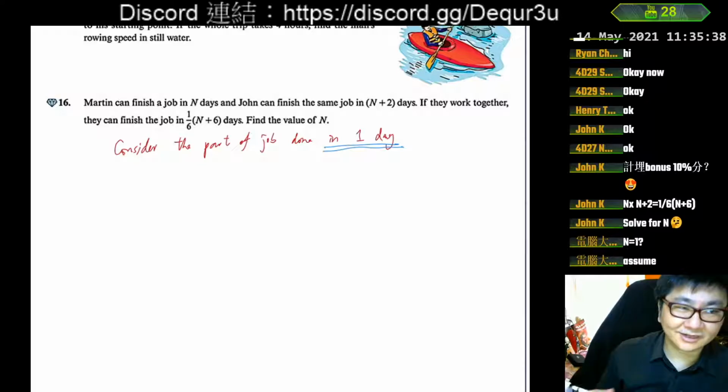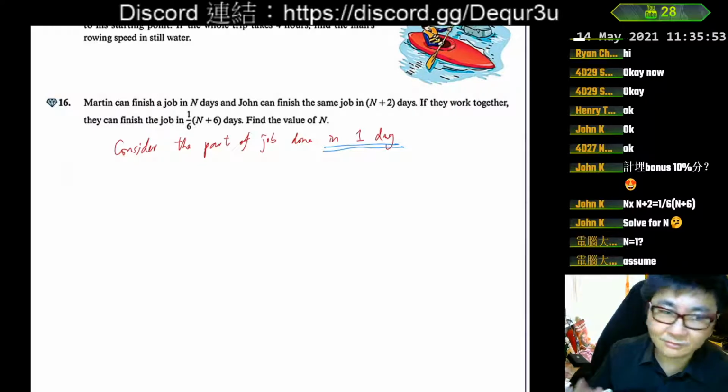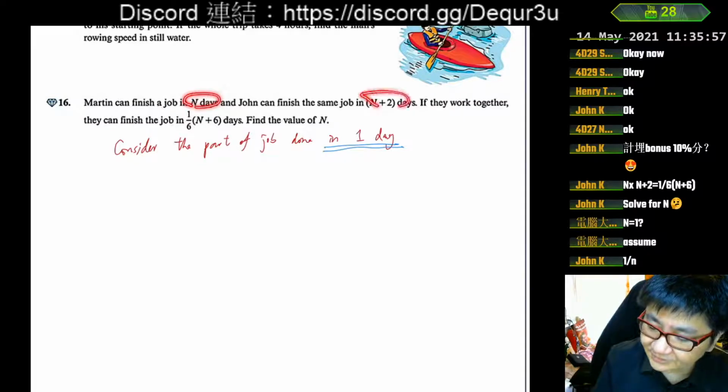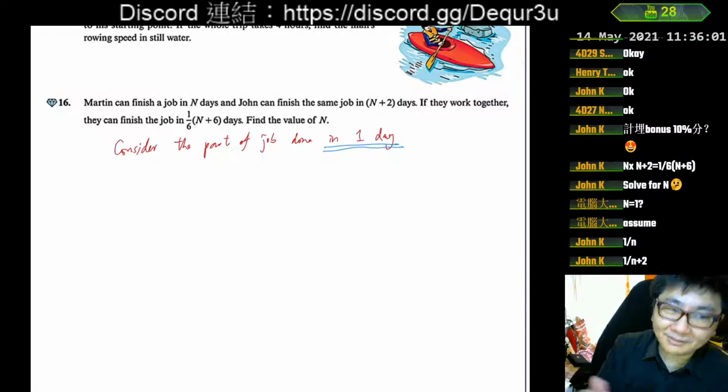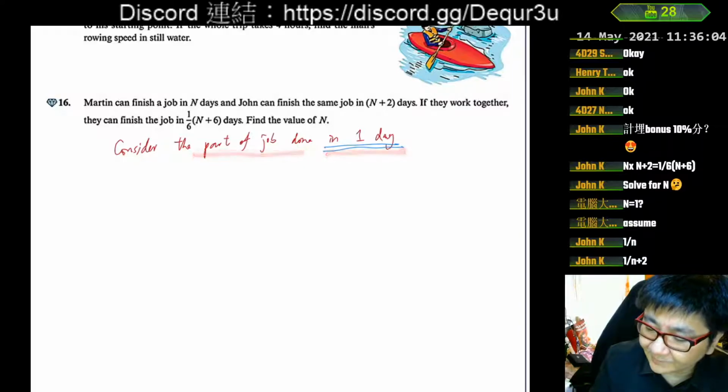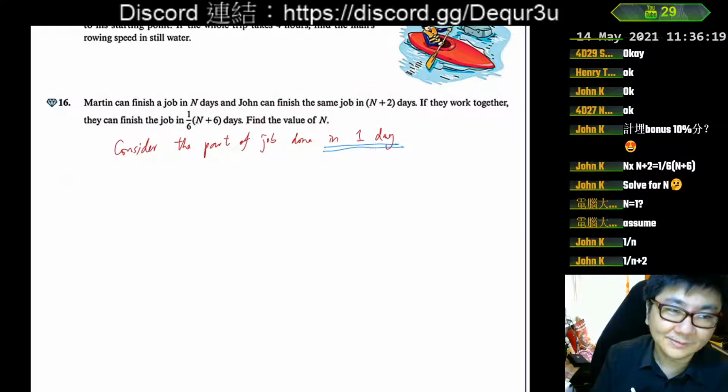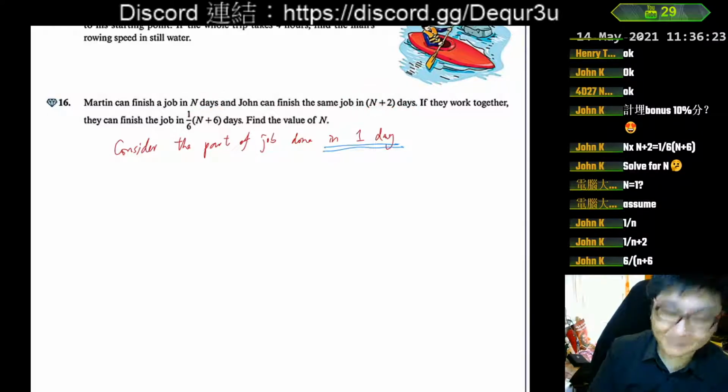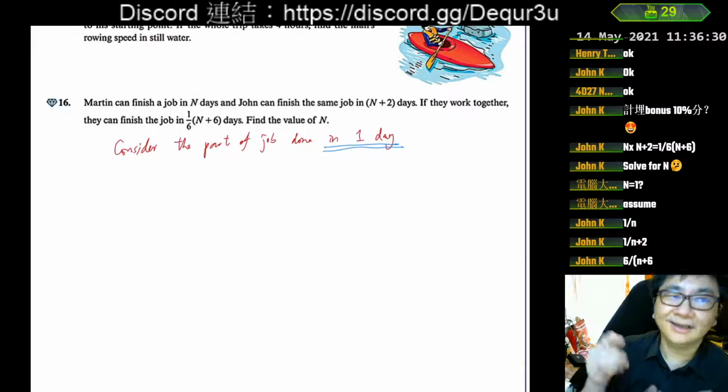That is to consider how much work is done by Martin in one day, how much work is done by John in one day, and also how much work is done by both of them working together. In the original problem, it is difficult to handle the n and n plus 2. We don't know how to combine these two together. But if we consider the part of the job done in one day, we can make it easier to show how they work together. We cannot easily handle n and n plus 2 added together, because it does not make sense. But if we consider the part of the job done in one day, and they are working together, then we can really add up their contribution.